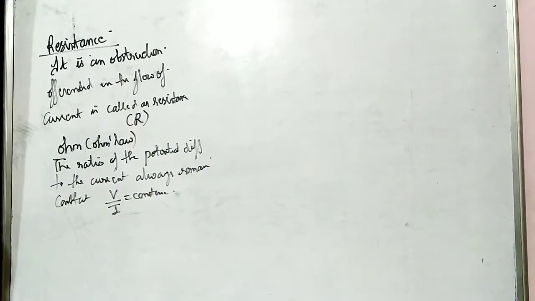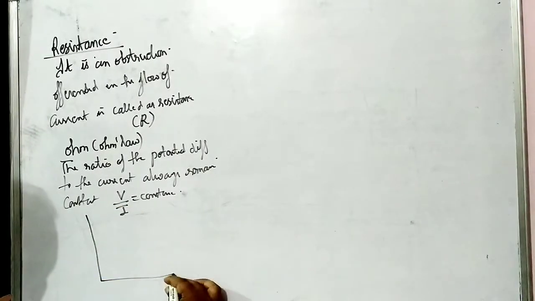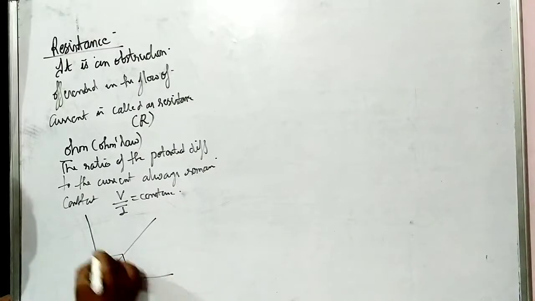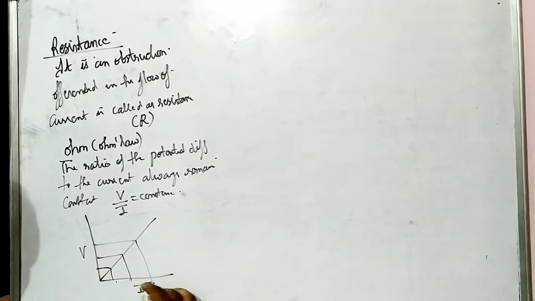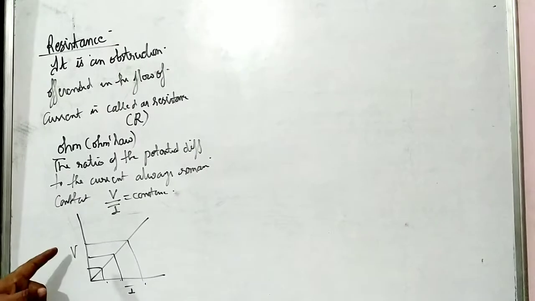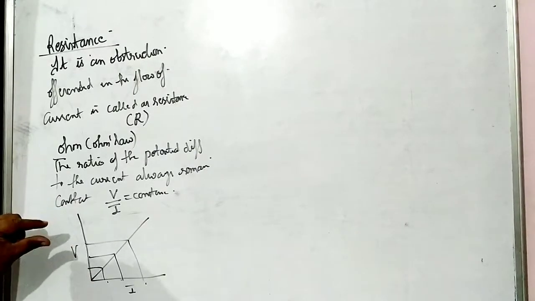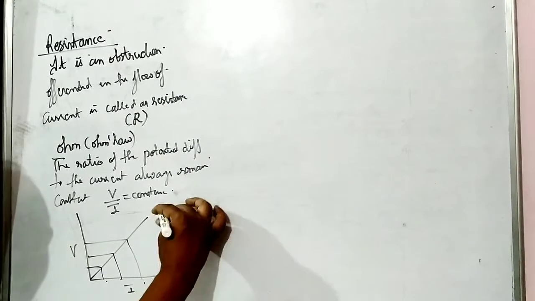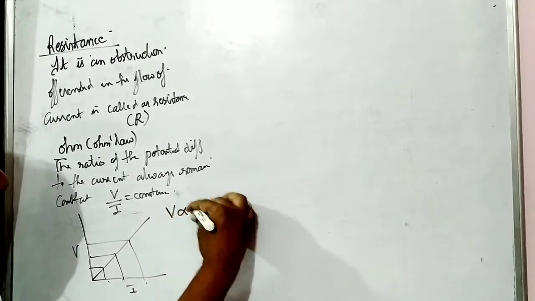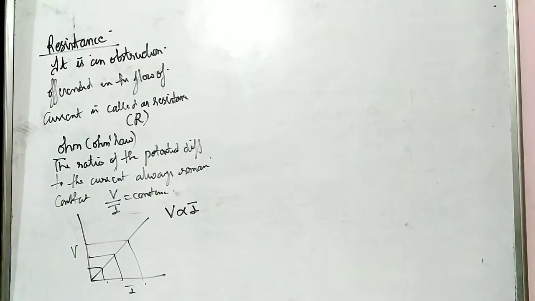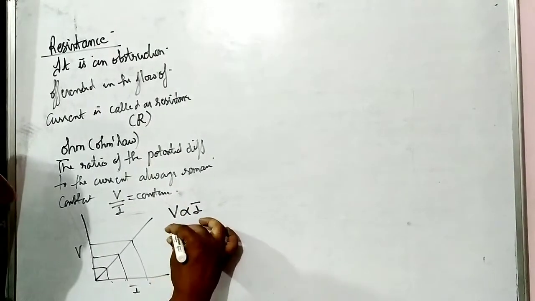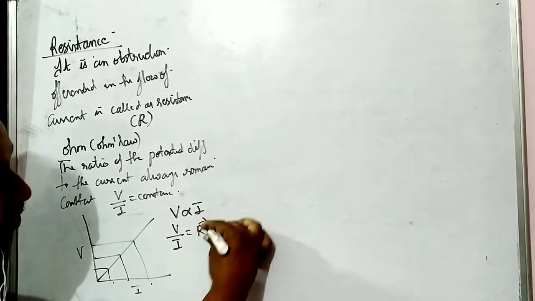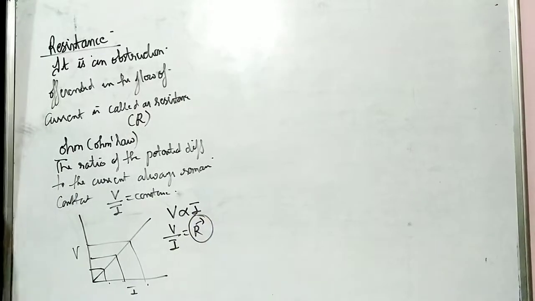In the verification of Ohm's law, if we make a graph, you will find that it is a straight line. There will be no change in the VI graph. In a current and potential graph, it will be a straight line. This is Ohm's law. We can say that V, the potential difference, is directly proportional to current. If we remove the proportional sign, we can say V upon I is equal to R, and this R is constant, representing the resistance.